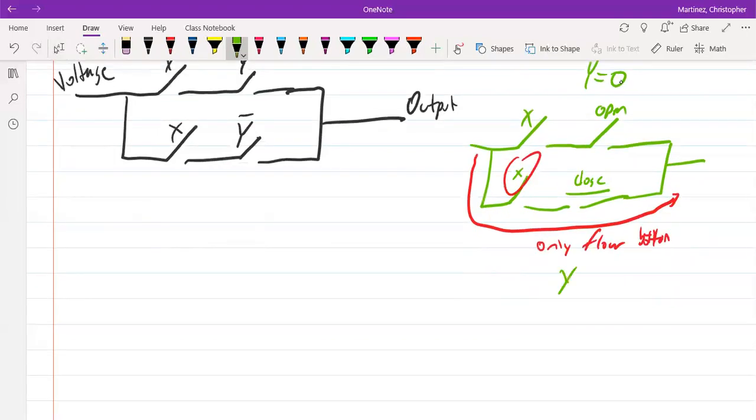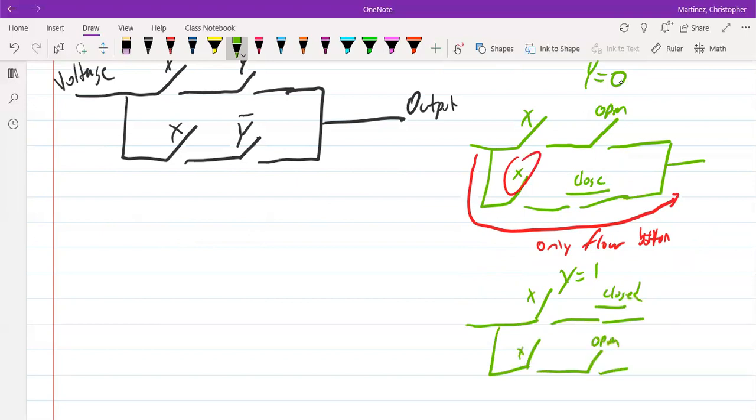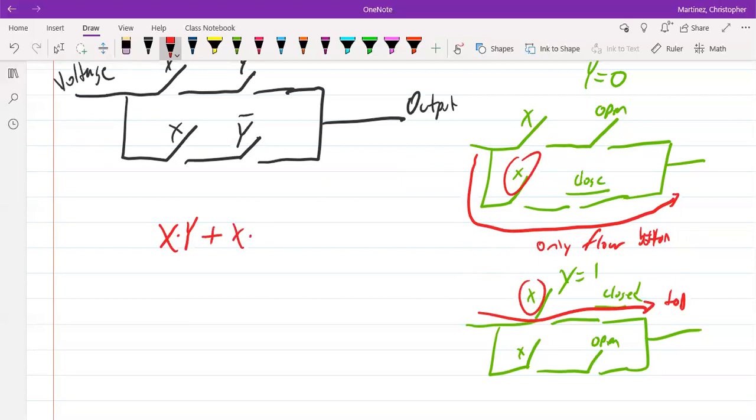The other case is y equal to 1. If y is equal to 1, we have x, then we have the top closed. We have x, and then we have the bottom open. The same thing is going to happen: we have to flow through the top, and in the top, it depends on x. So at that point, if I had the expression x ANDed with y, or x ANDed with y bar, all we're really concerned about is x.